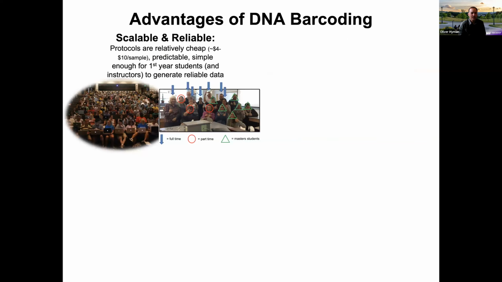There's a couple really big advantages of DNA barcoding, especially for an introductory biology level CURE. It's really scalable and it's very reliable. It's scalable in the sense that the protocols are relatively cheap, ranging from about $4 to $10 a sample from start to finish, including all the reagents and disposable things that you need. It's predictable in terms of its workflow.